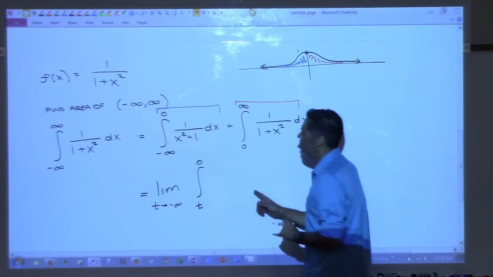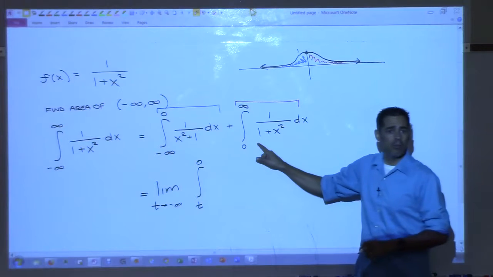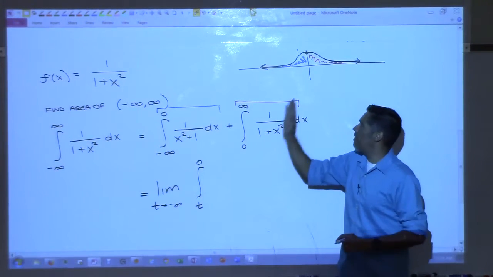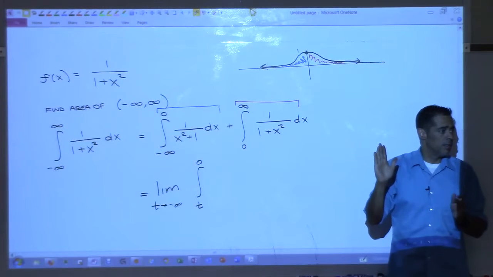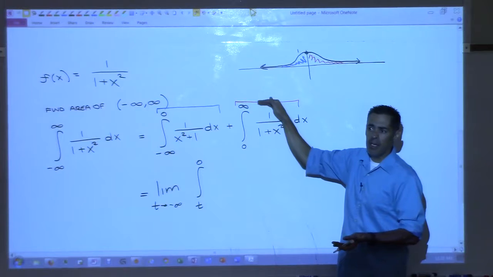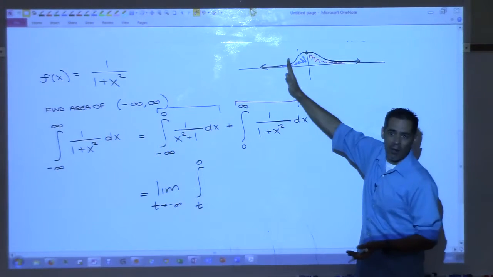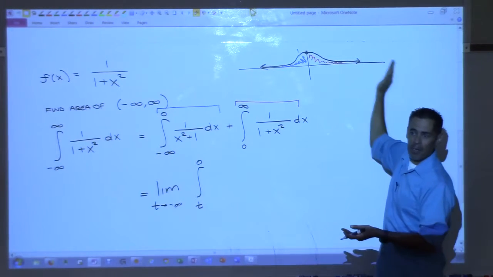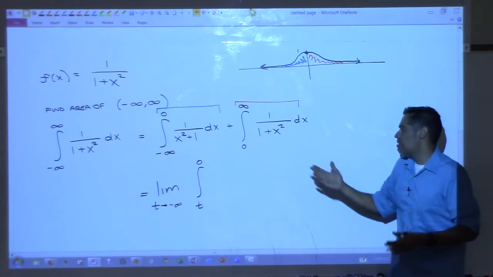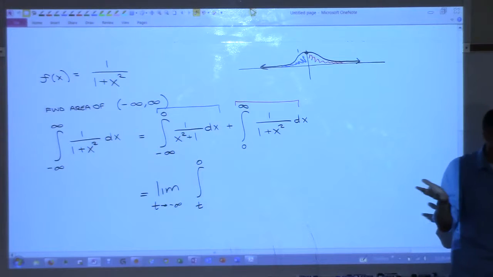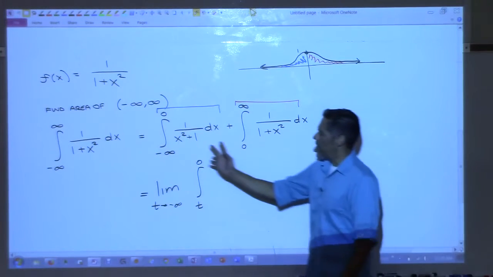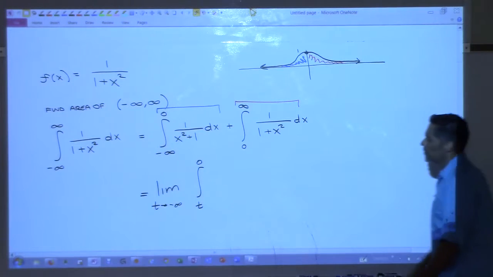Oh, by the way, I should point out that I went from negative infinity to 0 and then 0 to infinity. I could have stopped anywhere. So like I could have gone from negative infinity to 10 and then from 10 to infinity. It doesn't matter where I stop in there as long as I stop somewhere and then pick up and continue. Does that make sense that would work? Just 0 makes sense because it's right in the middle. That's supposed to be 1 plus x squared. I wrote it backwards on accident, but they mean the same thing, right?